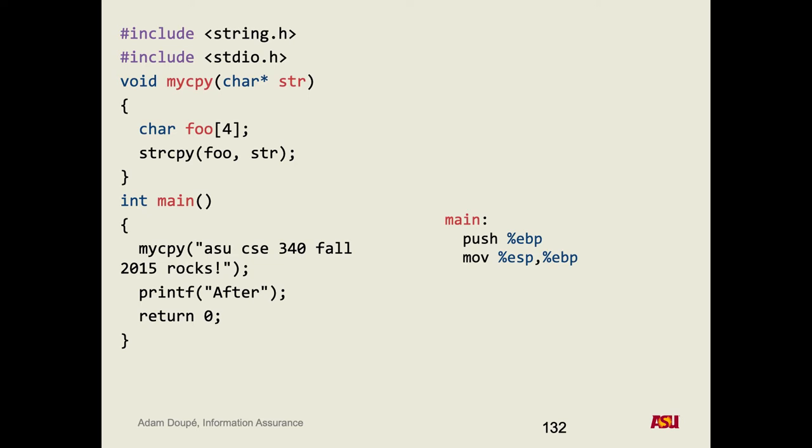So we're going to first push EBP. We're going to set up our base pointer, moving the stack pointer into the base pointer. We're then going to subtract 0x16 from the stack pointer. We're then going to move some constant value, 0x8048504, onto the stack. What's this value?